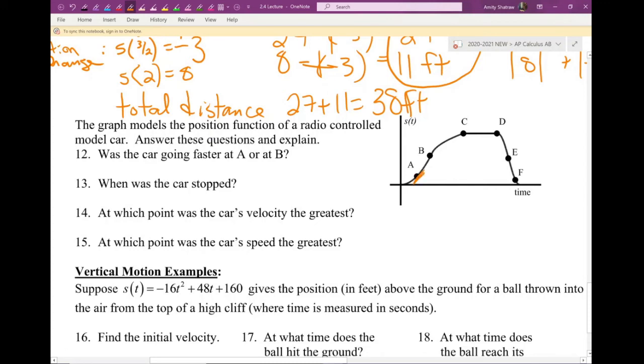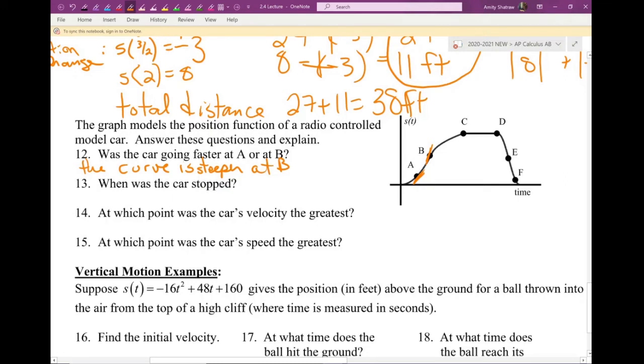The slope at A is, you know, something like that. The slope at B seems steeper. So I'm going to say the curve is steeper at B. So I must have been traveling faster.